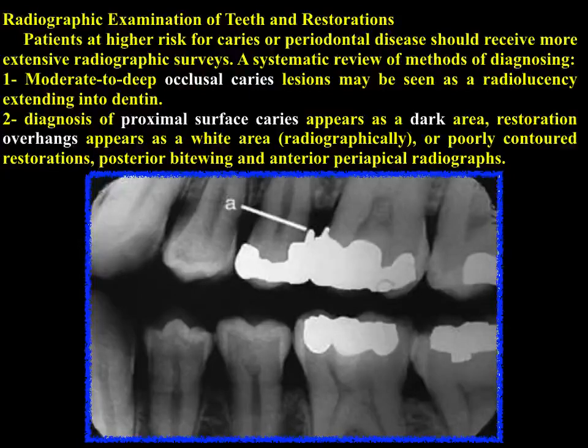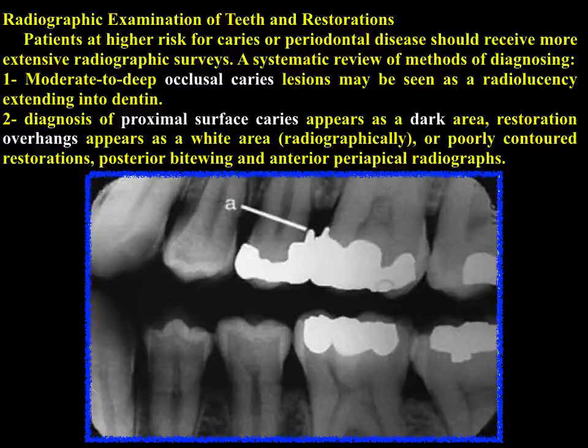Number one, moderate to deep occlusal caries lesions may be seen as a radiolucency extending into the dentine. The depth of the caries can be seen in a radiolucent area extending to the dentine. As we see in this picture, any radiolucency under the restoration will be the result of caries.